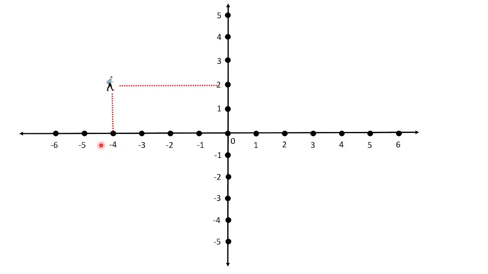The x value will be minus 4. This horizontal axis is said to be x-axis. This person has the x value minus 4 and y value 2. So minus 4 comma 2 will be the position. Is that okay? Clear? X value comma y value. Coordinates will be minus 4, 2.